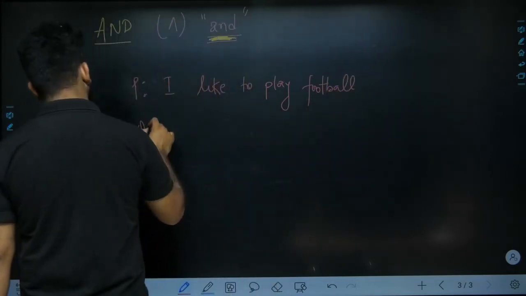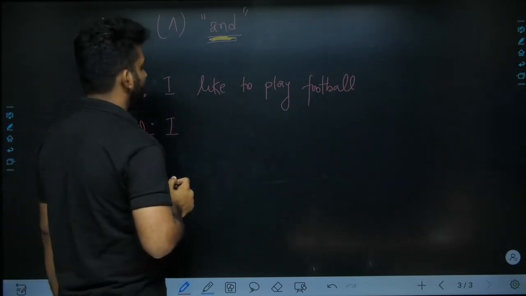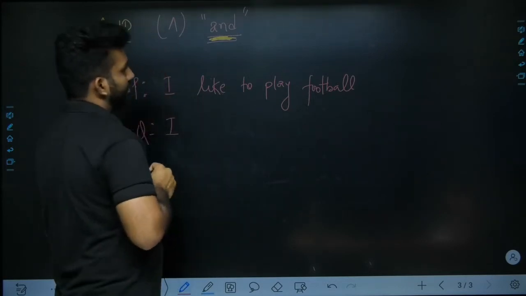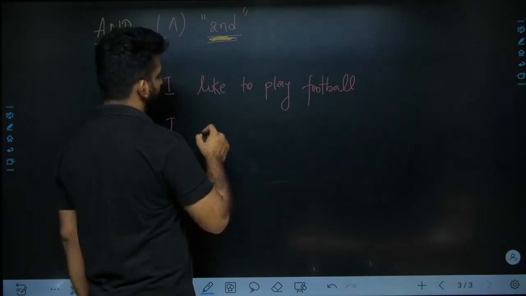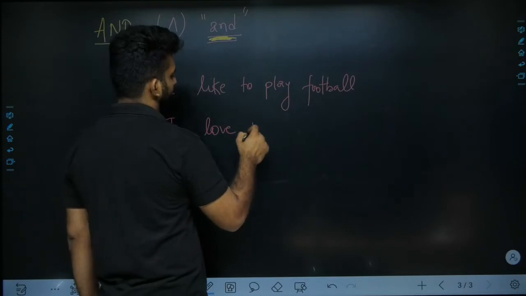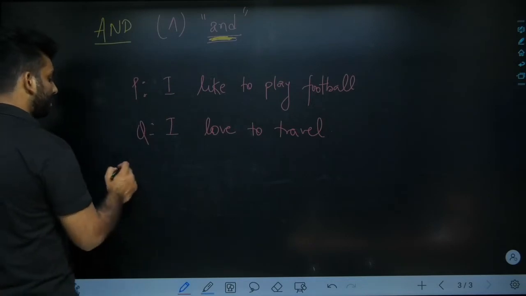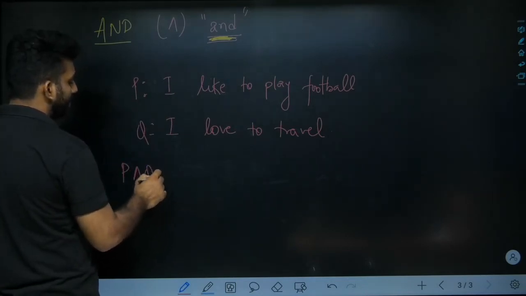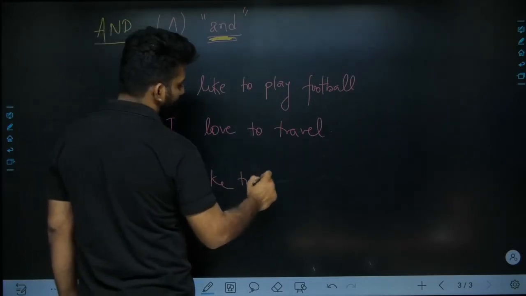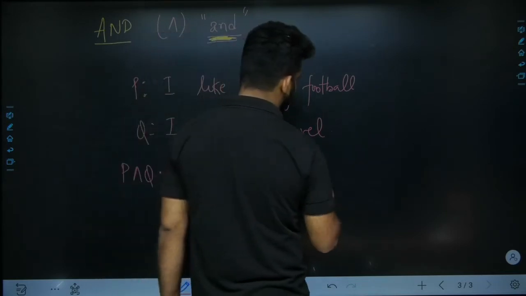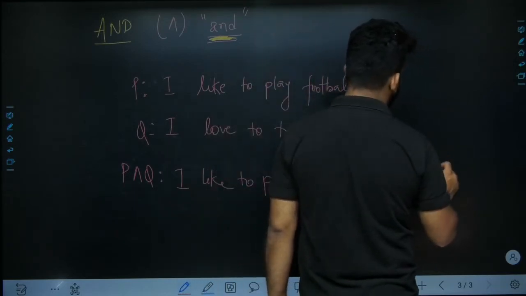And Q is, I love to travel. Okay, so if I do like this, P and Q, what does it mean? I like to play football and love to travel.